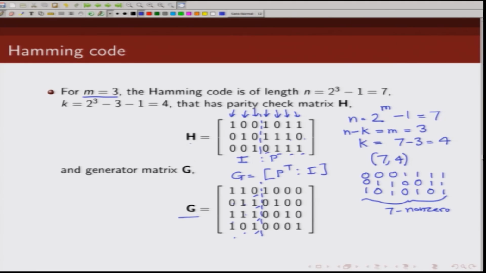The point to be noted here is, once you fix your m, all other code parameters are fixed. n is fixed, right, because n is 2 raised to power m minus 1 and the number of parity bits is equal to m. So, for the Hamming code, once you fix m, the other parameters of the code are fixed.